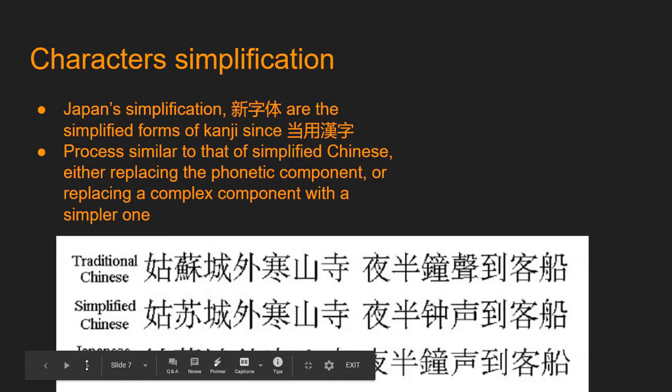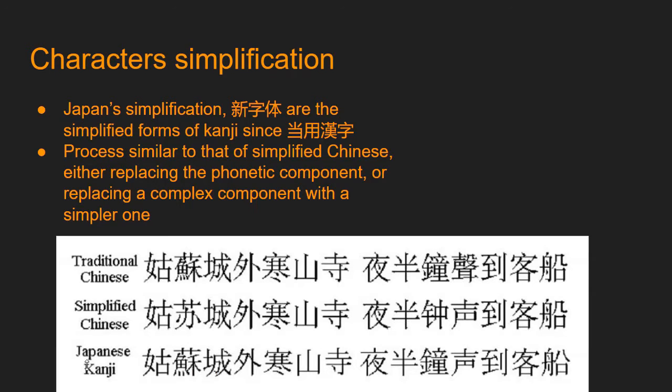Okay, so simplification. Chinese character simplification predates the Republic in 1949, but Japan's simplification, called Shinjitai, were the simplified forms of the kanji used in Japan since the Toyo kanji list in 1946. Shinjitai was created by reducing the number of strokes in the Kyujitai, that's the old character form. And the unsimplified kanji usually was the same as the traditional Chinese characters, as you can see on the image down there.